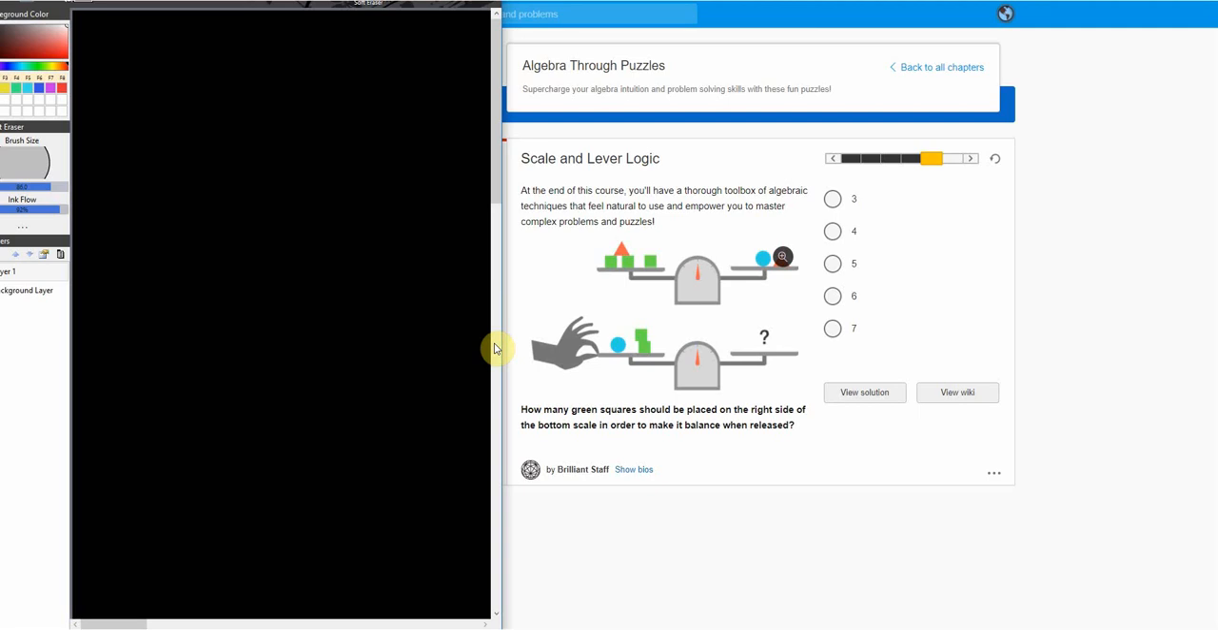So here we're given two diagrams. The top one has our critical information. We've got 3 green squares and 1 red or orange triangle, and that's exactly balanced. It equals 1 blue circle and 1 orange or red triangle. They want to know how many green squares then should be placed on the right side of this balance.